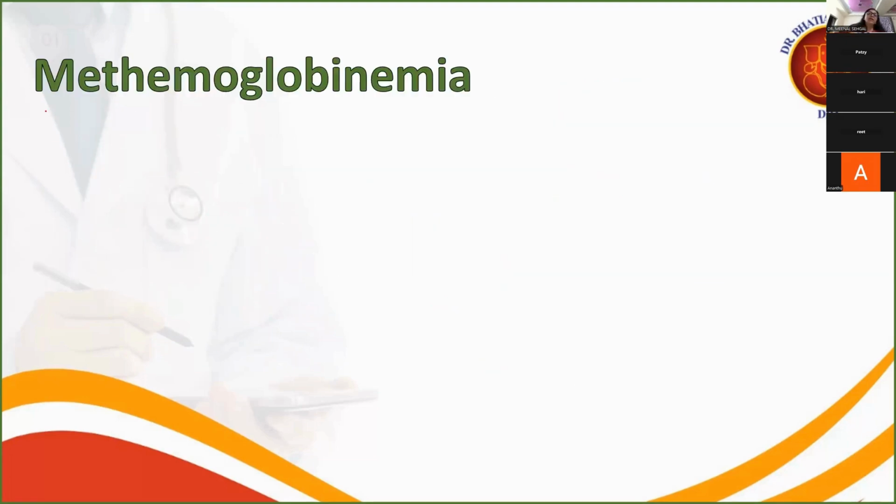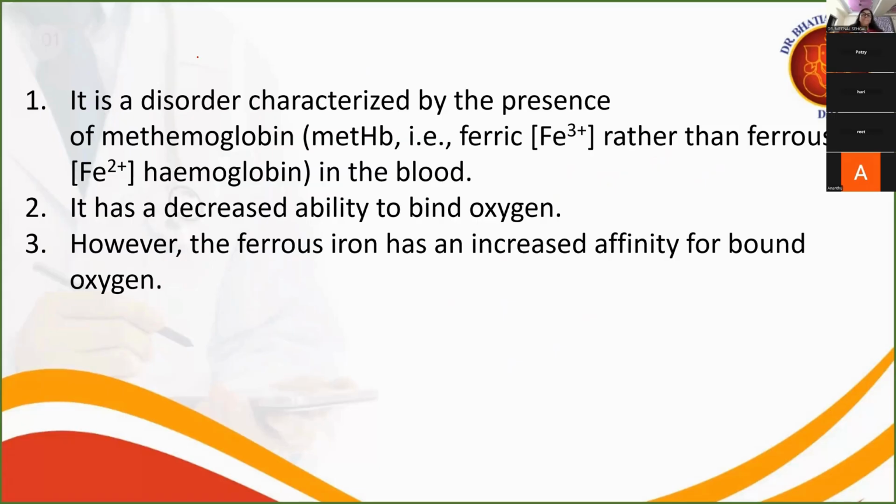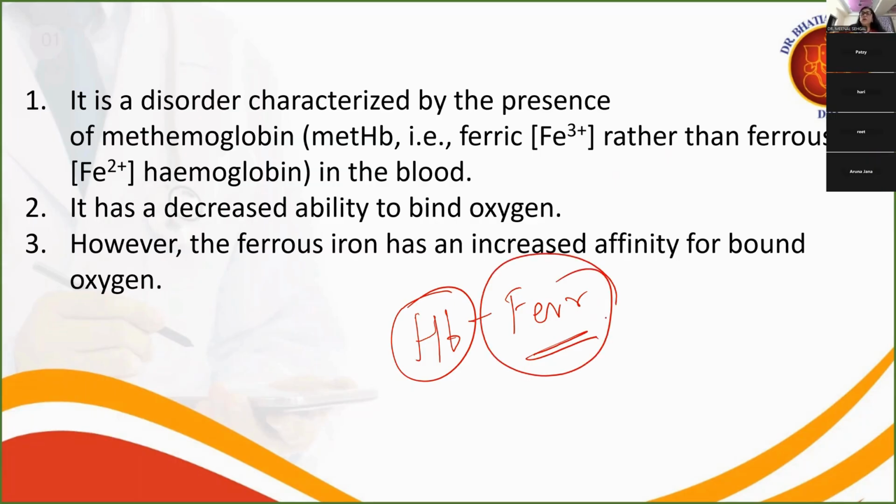Now coming to one term, that is methemoglobinemia. What is methemoglobinemia? Normally, you know that the heme molecule has iron bound in the ferrous form. Now, suppose this ferrous form gets oxidized and it becomes the ferric form. A disorder characterized by the presence of the ferric form of iron rather than the ferrous form in the heme molecule is known as methemoglobinemia.